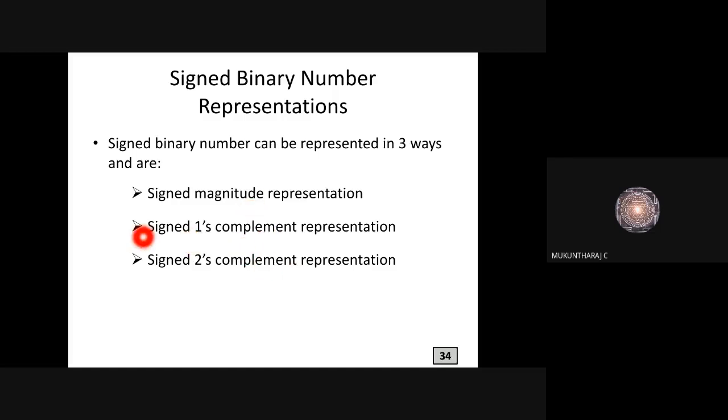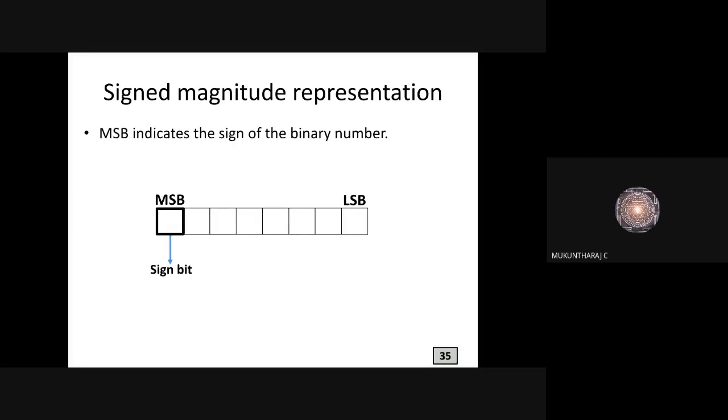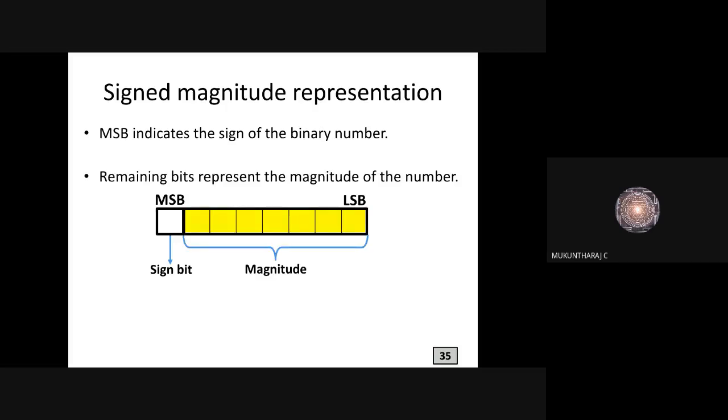But ipo ulla system ellathiliyum eppadi implement pannirukanga? Signed twos complement representation da use pannirukanga. Fine. First we will go with sign magnitude representation. So consider this is a 8 bit positions. Okay, idhula the leftmost thing we call it as MSB because it is having higher weightage. The rightmost we call it as LSB. So idhula edu sign bit namakku? The MSB indicates the sign of the binary number. Fine. Remaining bits either represent pannadhu magnitude of the number.